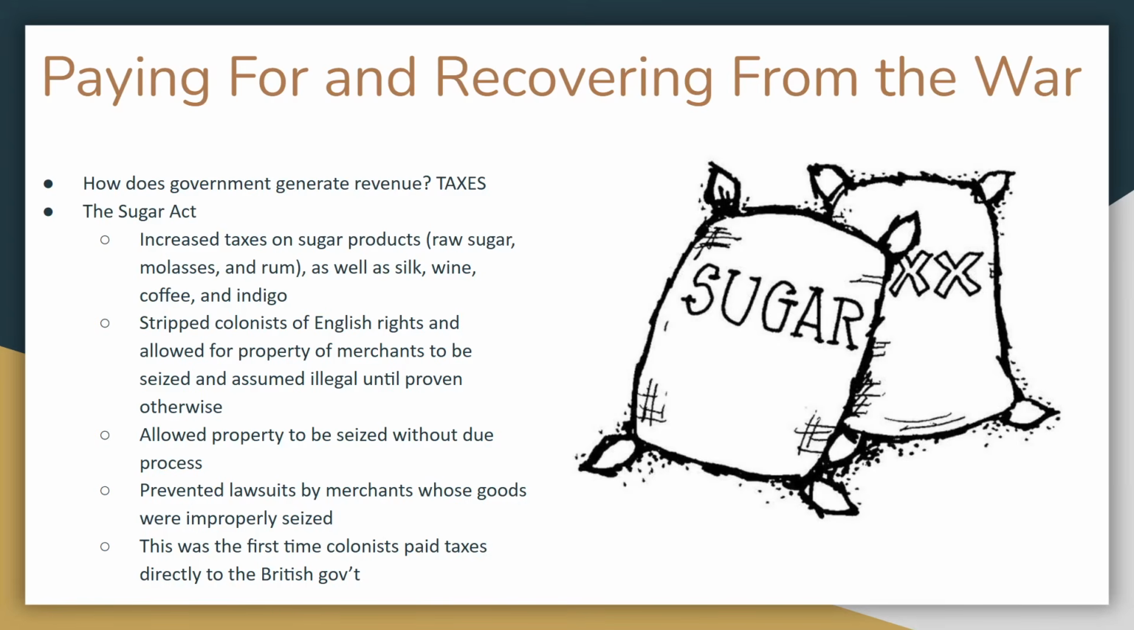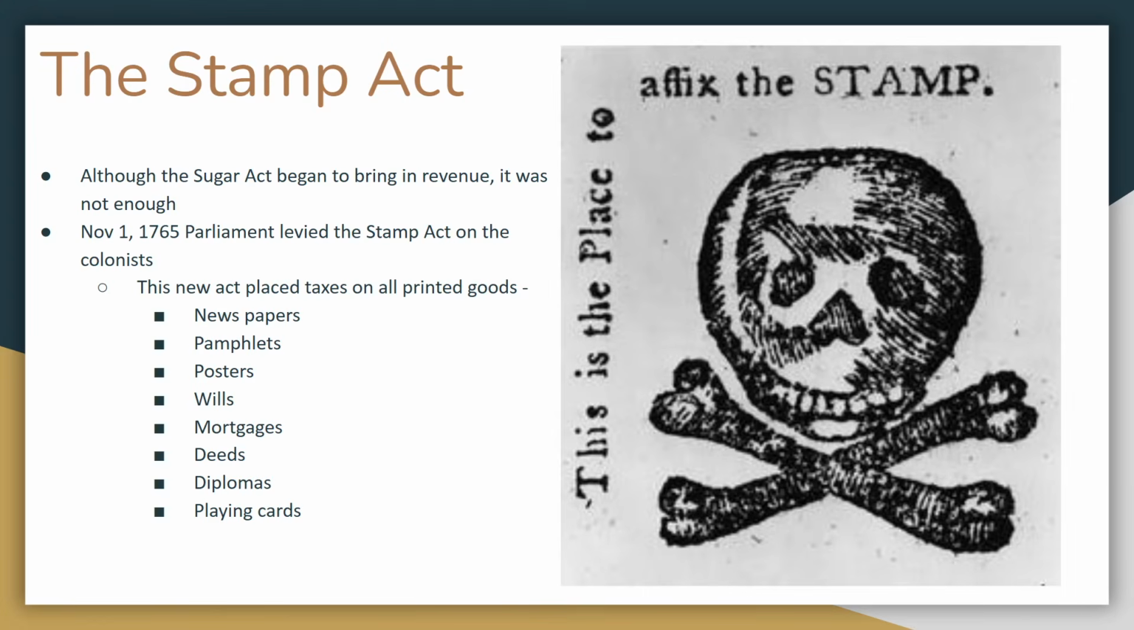What is important to remember also is the colonists had paid taxes, but mostly to what was effectively their own colonial governments. This was the first time that the colonists in North America paid taxes directly to the British government, directly to the crown. And they did not take kindly to this for a lot of reasons that we will get into a little bit later.